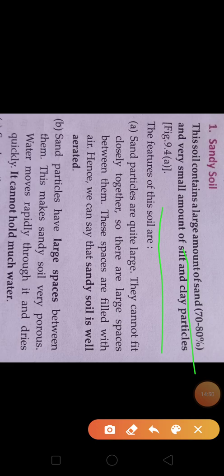Okay, some features of this soil are these. The sand particles are quite large. Okay, they cannot fit closely together, so there are spaces between them. Next, sand particles have large spaces between them, and this makes sandy soil very porous. This is the reason sandy soil cannot hold water. Okay, it releases water, it cannot hold water.